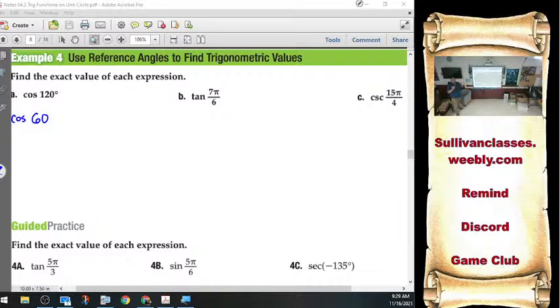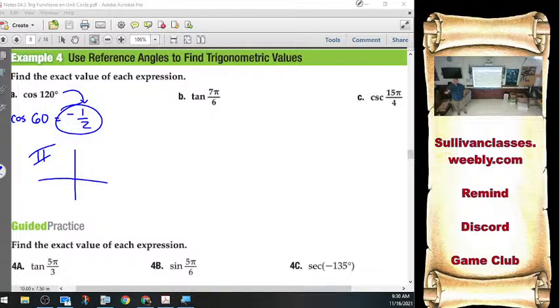All right. What is the cosine of 60? For real? 1/2. All I need to think is, in quadrant 2, is cosine positive or negative? Cosine is negative in this quadrant. So all I do is tack a negative on there. That's it.